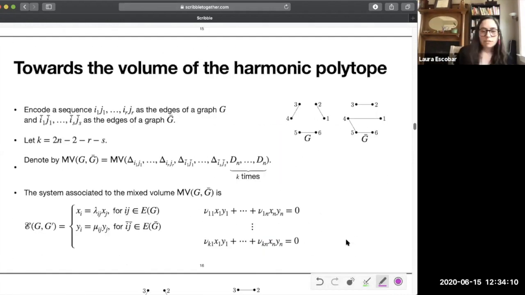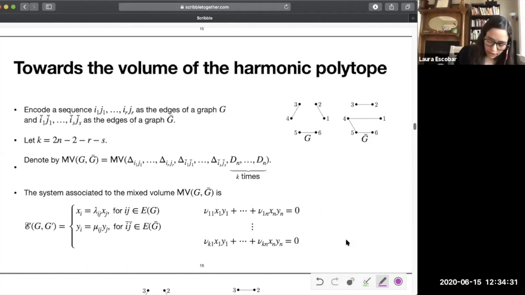So I'll do one example very concretely so that you can understand all the objects that come into our formula for evaluating the volume of the harmonic polytope. And there's gonna be a lot of graphs. So we're gonna first, inspired by what Postnikov did, encode a sequence.